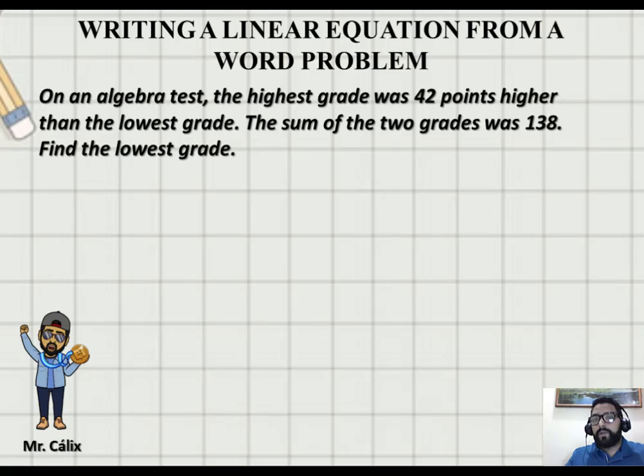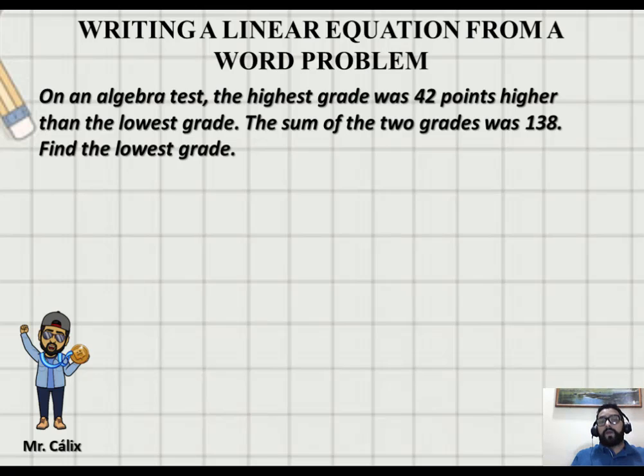Everyone. Today I will explain how to write a linear equation from a word problem. Remember, in this type of problem it's really important to identify the variable. The variable is the unknown value that we are going to identify in our word problem. Remember, to solve word problems you need to read at least 2 or 3 times to understand better and to analyze what variables we have in the problem.